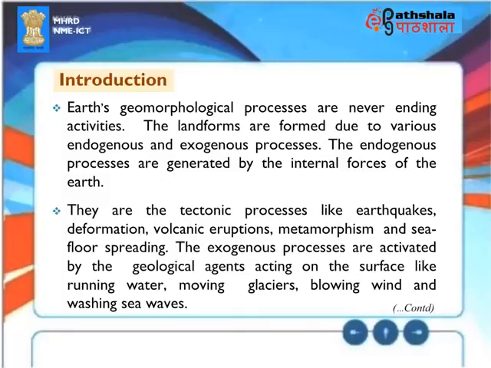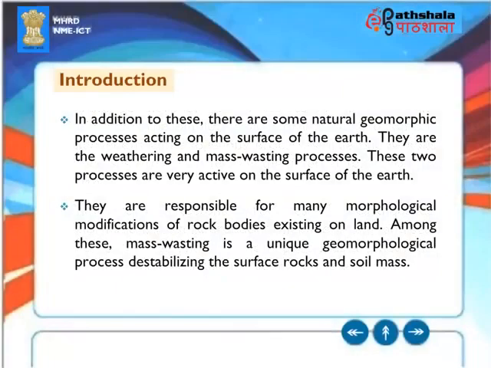The exogenous processes are activated by the geological agents acting on the surface like running water, moving glaciers, blowing wind, and washing sea waves. In addition to these, there are some natural geomorphic processes acting on the surface of the earth. They are the weathering and mass wasting processes. These two processes are very active on the surface of the earth. They are responsible for many morphological modifications of rock bodies existing on land.